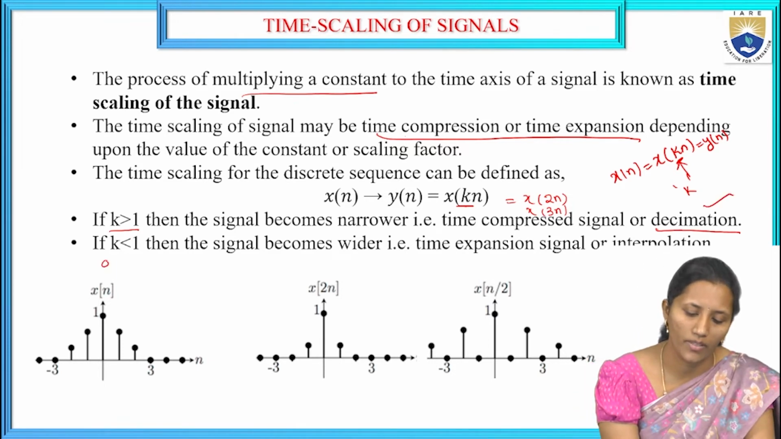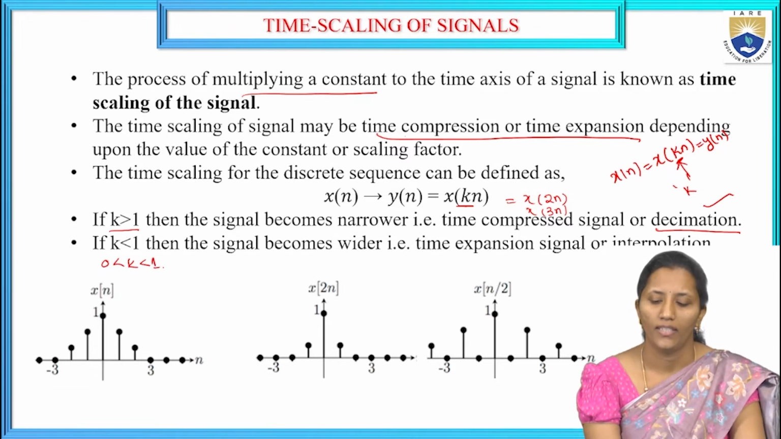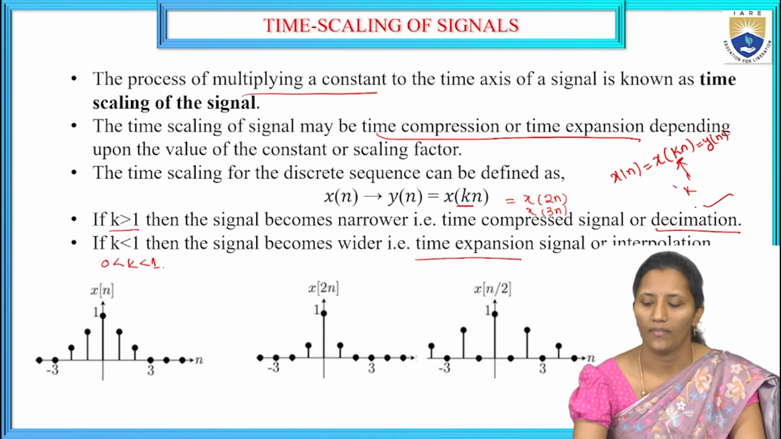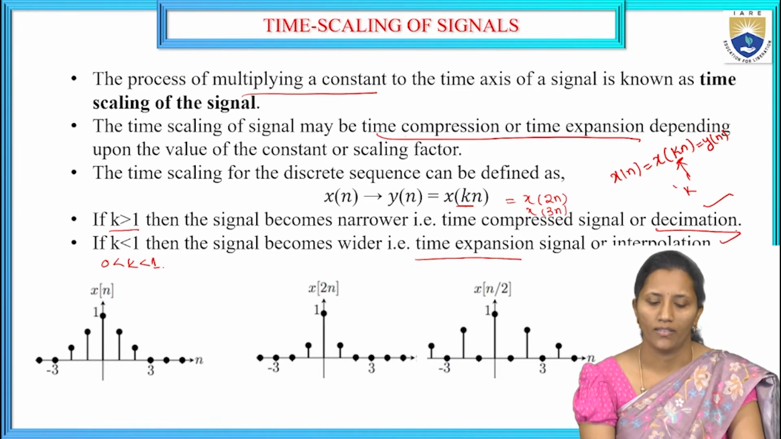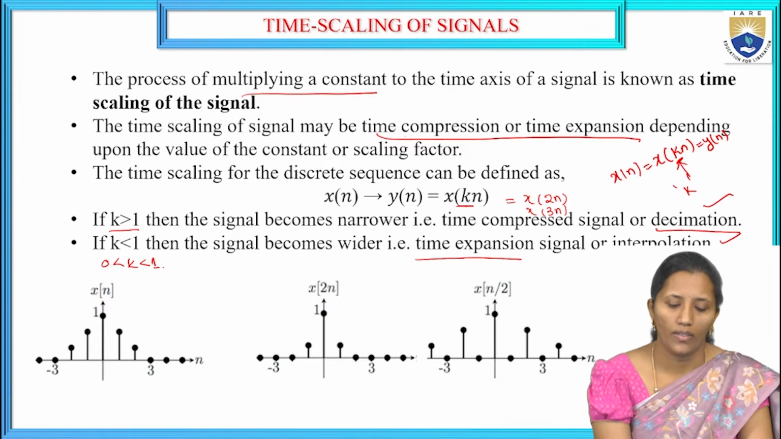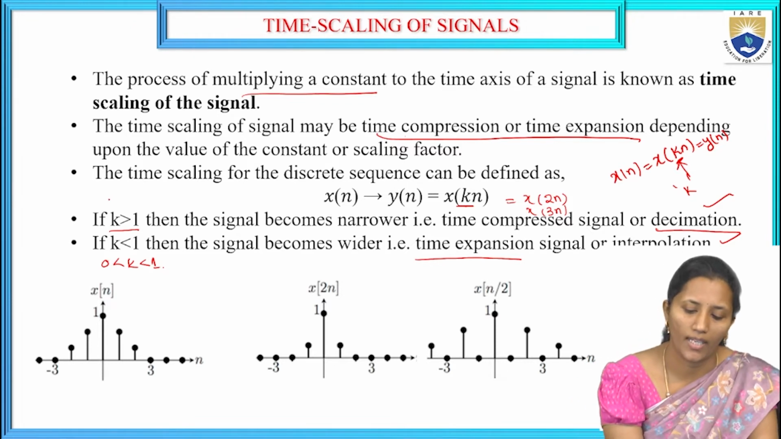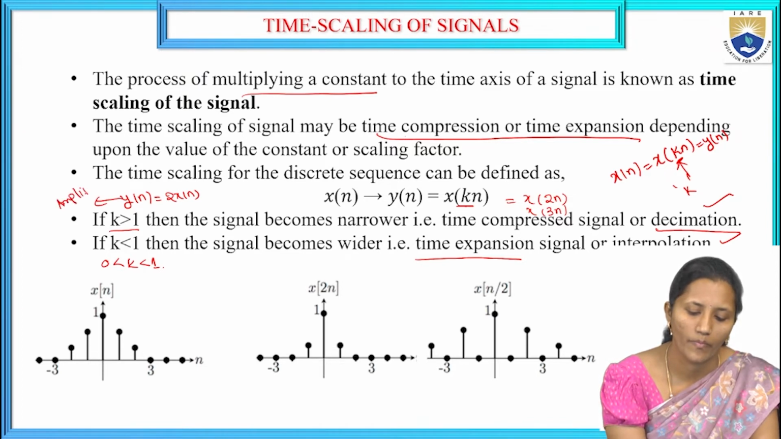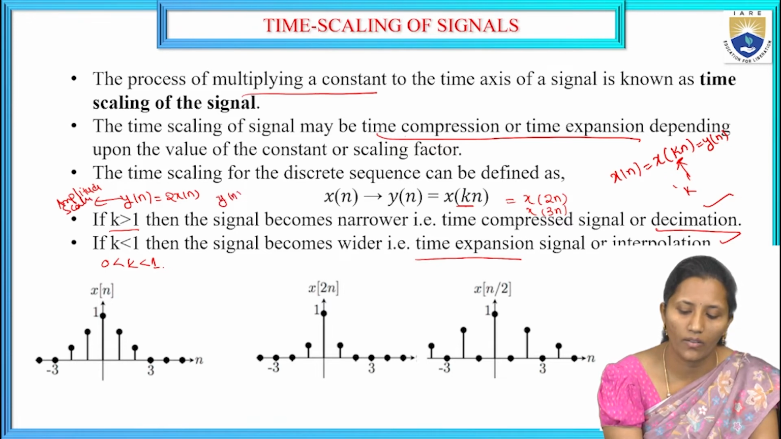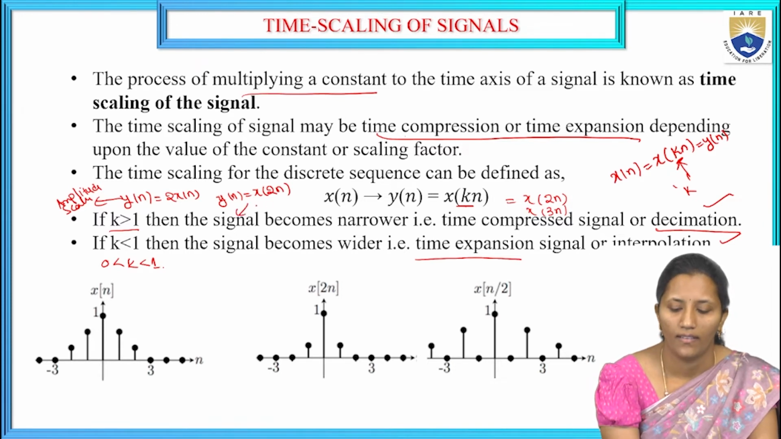If k is between 0 and 1, then the signal becomes wider, then it is a time expansion signal, or we can call this an interpolation signal. Here, don't confuse amplitude scaling and time scaling. Amplitude scaling is denoted by y of n is equal to 2 into x of n. This is amplitude scaling. Whereas y of n is equal to x of 2n is time scaling.